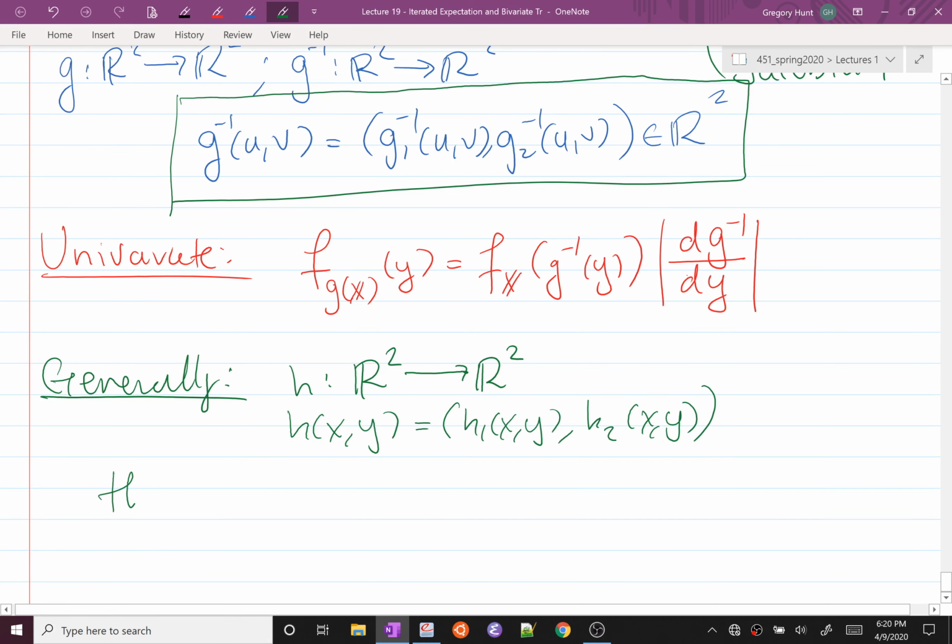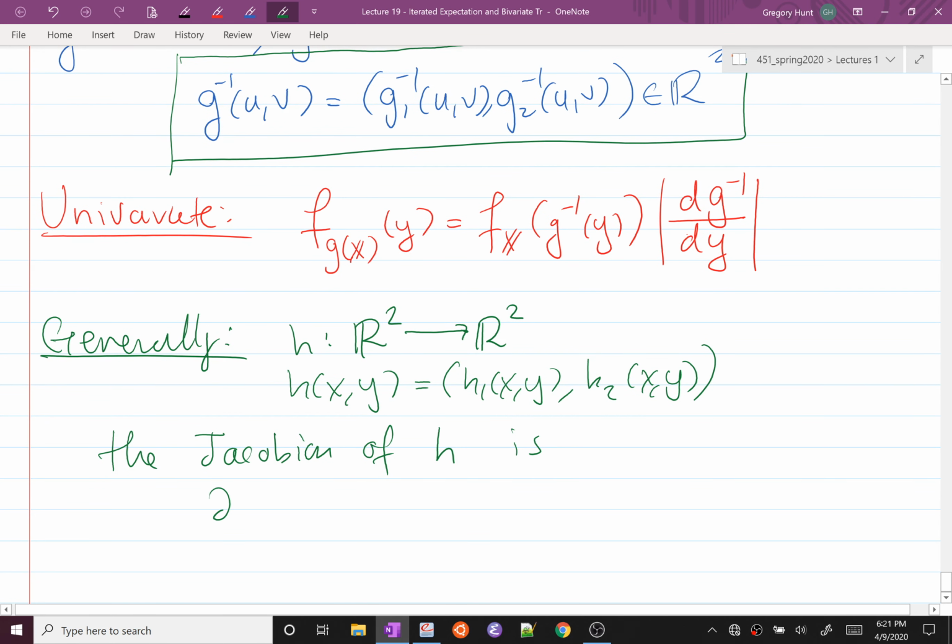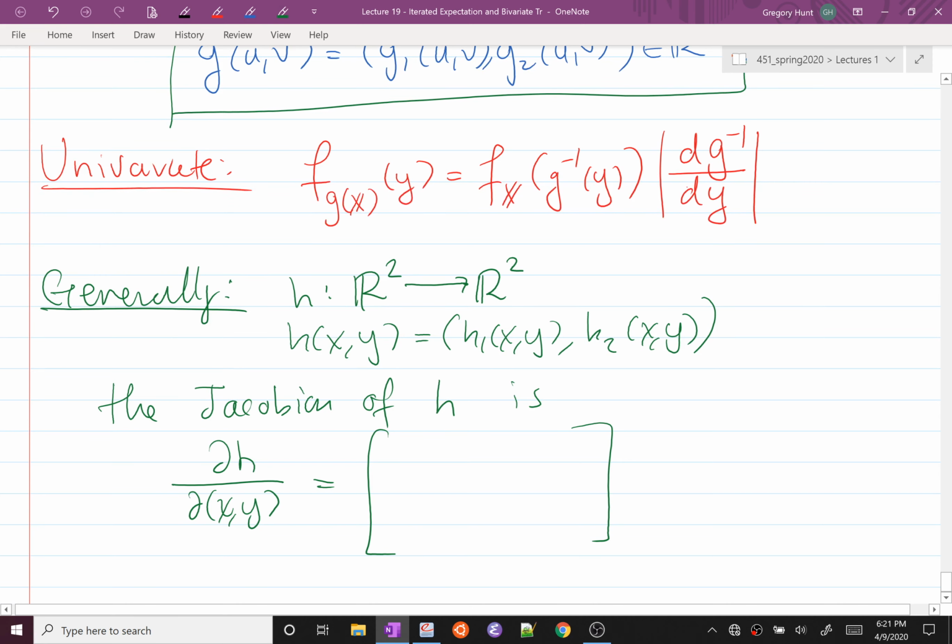The Jacobian of h is, and you could write it how I wrote it, dh with respect to both x and y, the following matrix. It is dh1 dx, dh1 dy across the first row, dh2 dx, dh2 dy across the second row.